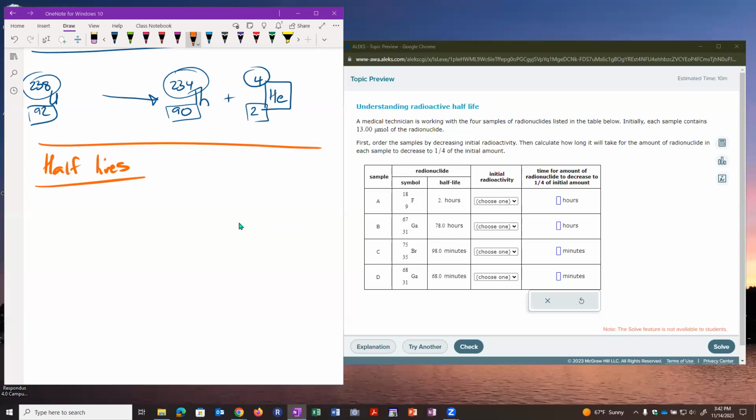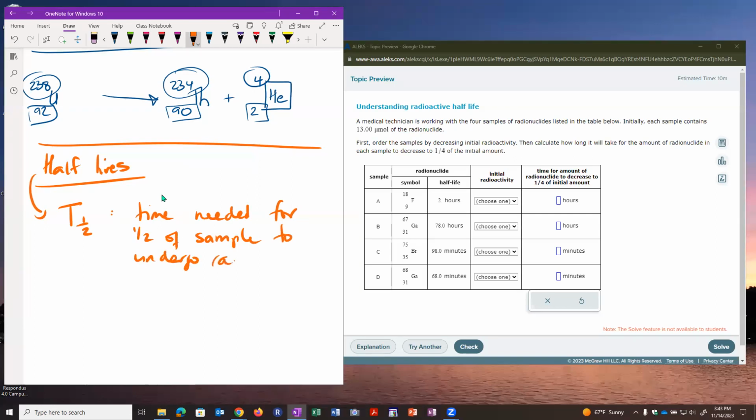All right, so the last one here, we're looking at understanding the half-life for radioactive samples. The half-life for something is often abbreviated as T subscript 1/2. And this is the time that it takes for half of the sample to decay, so undergoing radioactive decay.